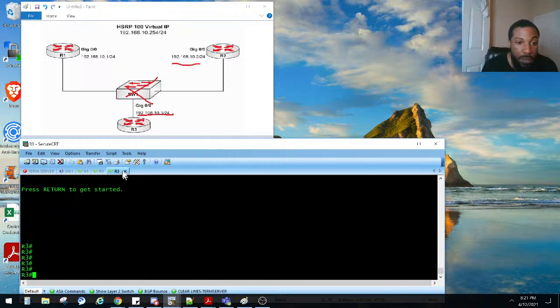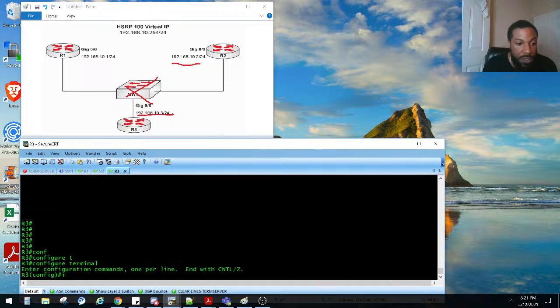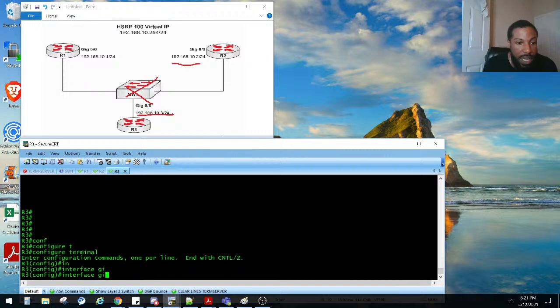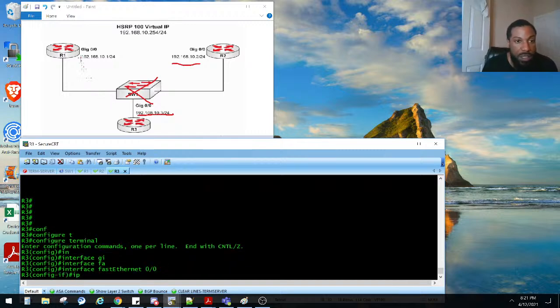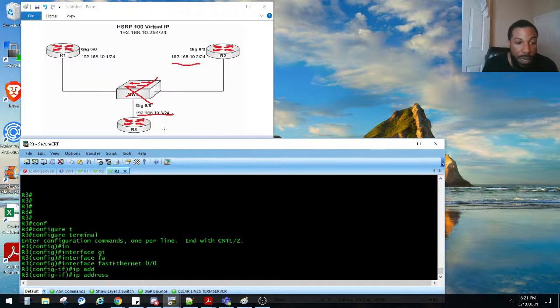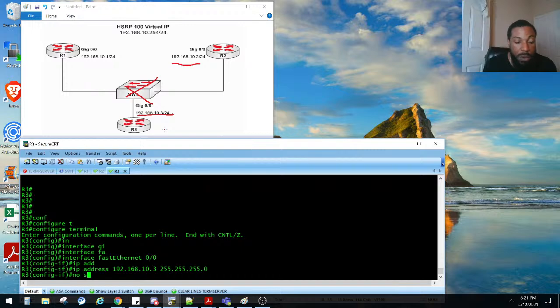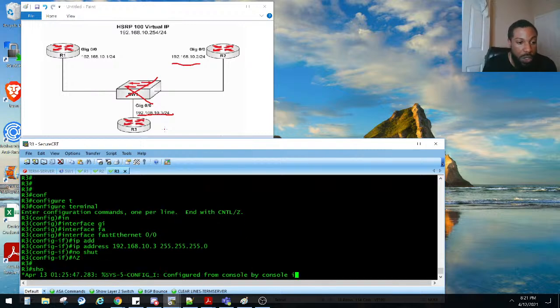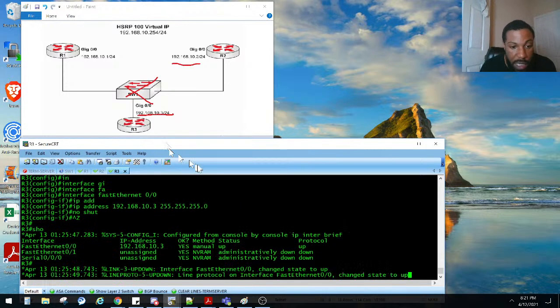So let me go to router 3. Let me make sure I gave him 10.2, right? Yep, he's 10.2. Configure terminal interface GI. Nope, he's a fast Ethernet interface. So this is the only one with a gigabit interface. The other two I've got fast Ethernet. So again, your interfaces might be different. 192.168.10.3/24. No shut, that bad boy. Show our work. Show IP interface brief. And he's 10.3. Our interfaces are up and up.